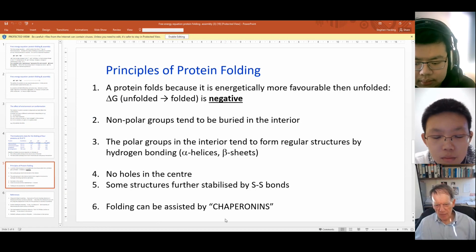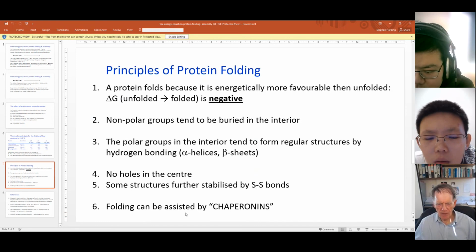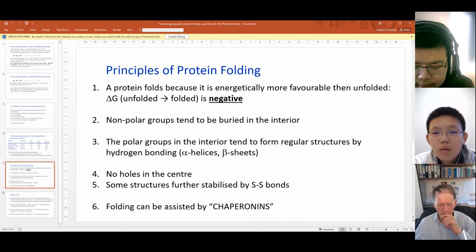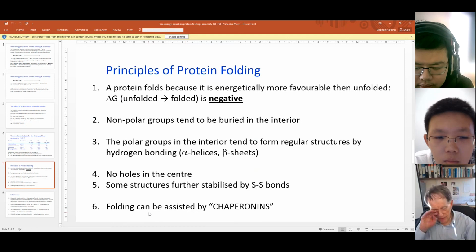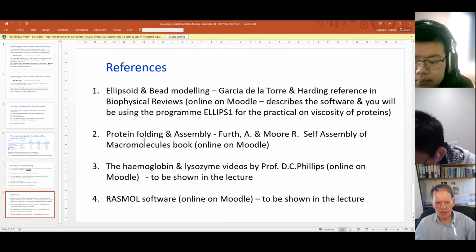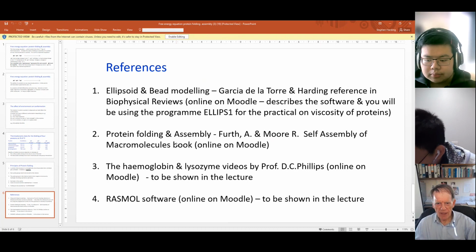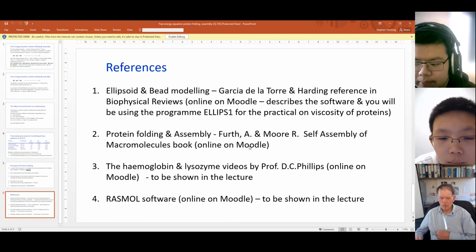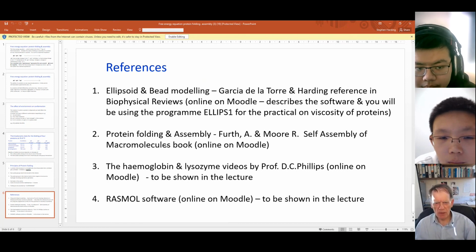And the folding process can be assisted by chaperonin molecules. These are also protein molecules which assist the folding of other proteins, not just folding, but also assembly into larger structures. That's basically it. So in terms of references, there's that reference I showed you last time, the Garcia-Latour and Harding reference. There is this book, which is online on the Moodle. It's self-assembly of macromolecules, which is put on the Moodle for you.